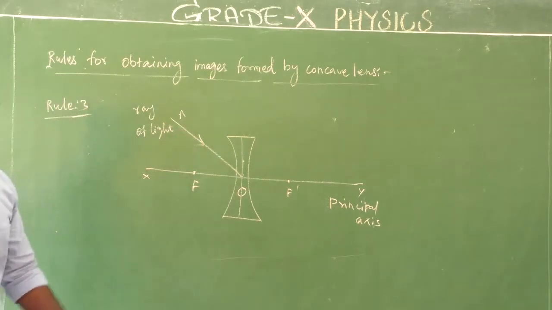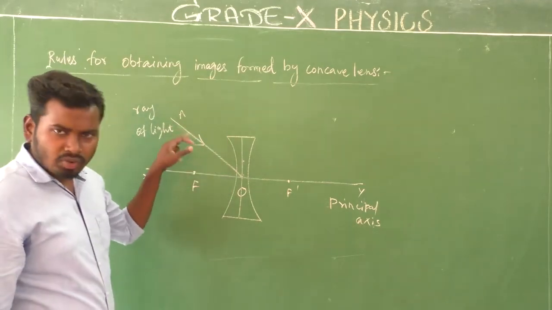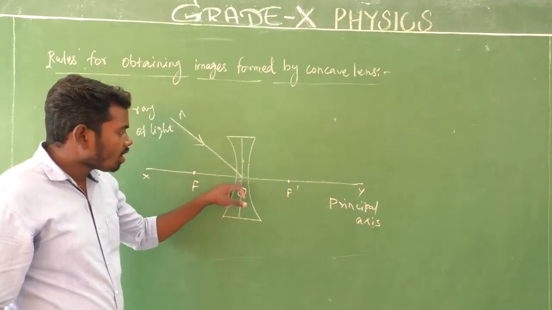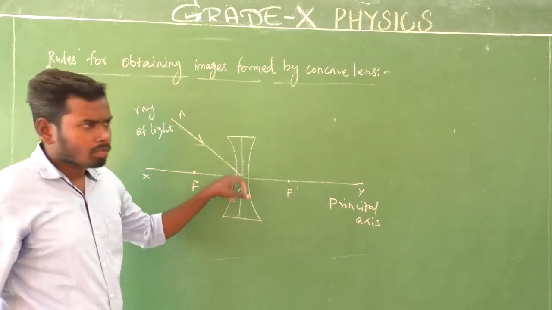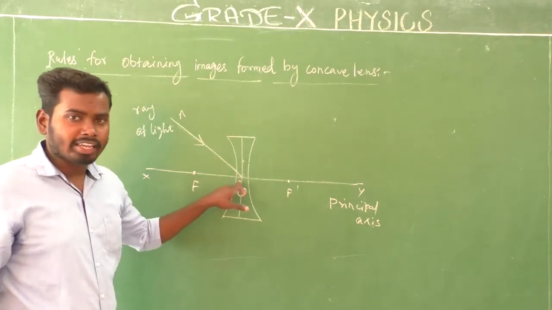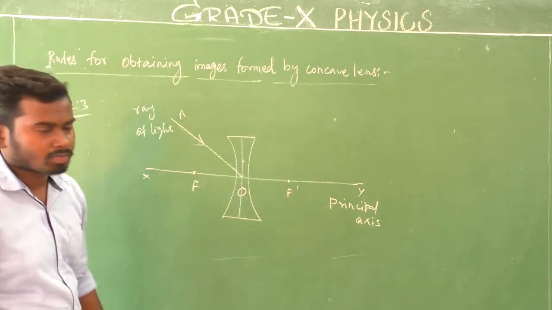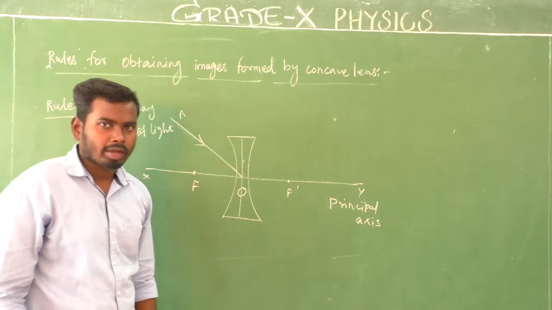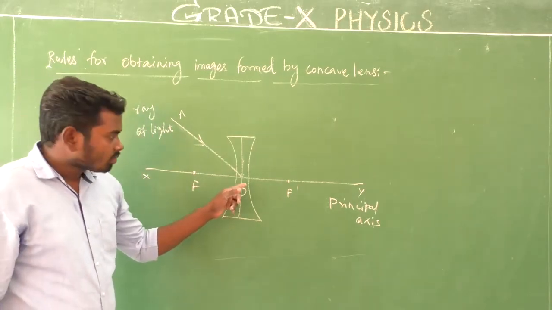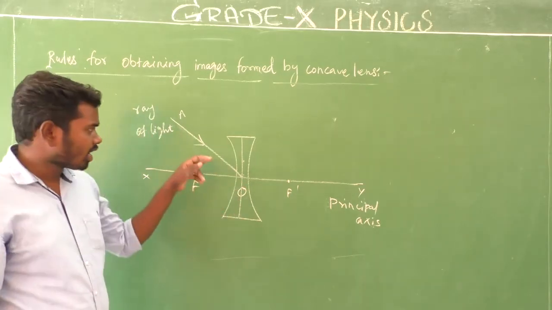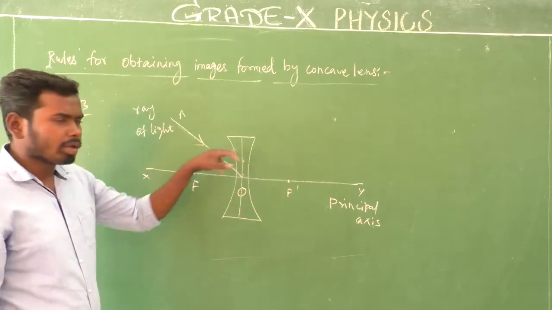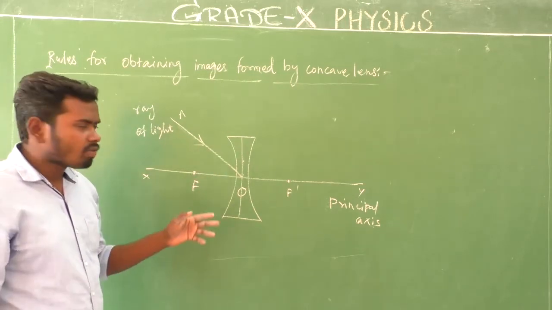So consider a ray of light that falls at the optical center of a concave lens. What will happen next? Here the direction should change. Am I right? Because if light goes from one medium to another medium, the direction of the ray of light should change.